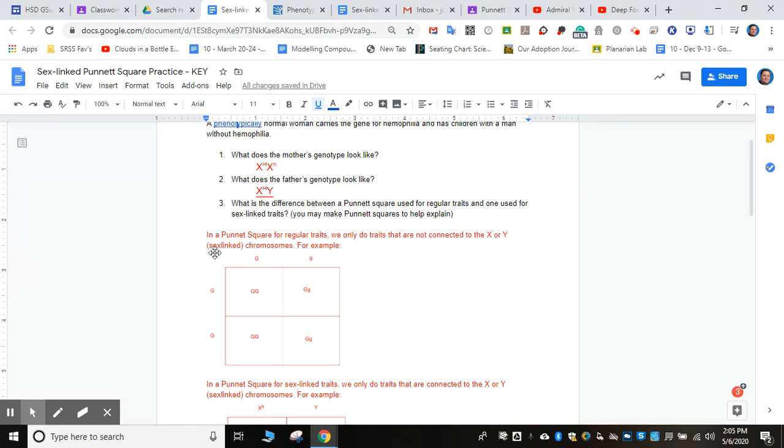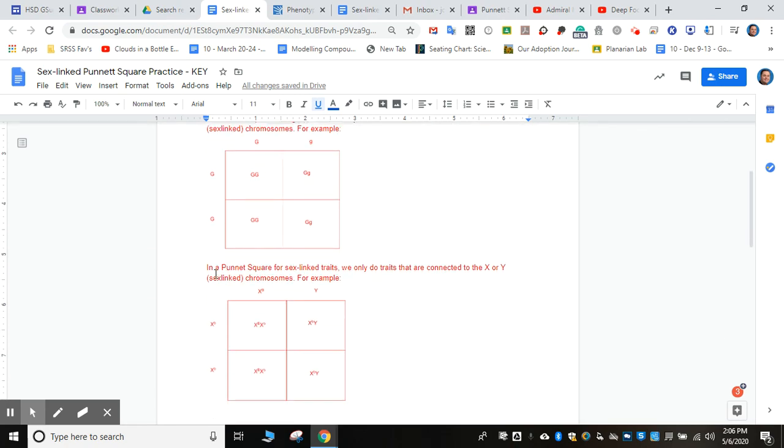Putting the male on the top and the female on the side. Again, this doesn't matter, but for the purposes of our class, that's what we're going to be doing. And then their offspring in the middle. The big G coming down this way, and the big G going across this way, the little g going down this way, and the big G going across this way. Capital letters always going first. And the second one, you're comparing it to a sex-linked Punnett square. So in a Punnett square for sex-linked traits, we only do traits that are connected to the X or Y chromosomes, or sex-linked ones.